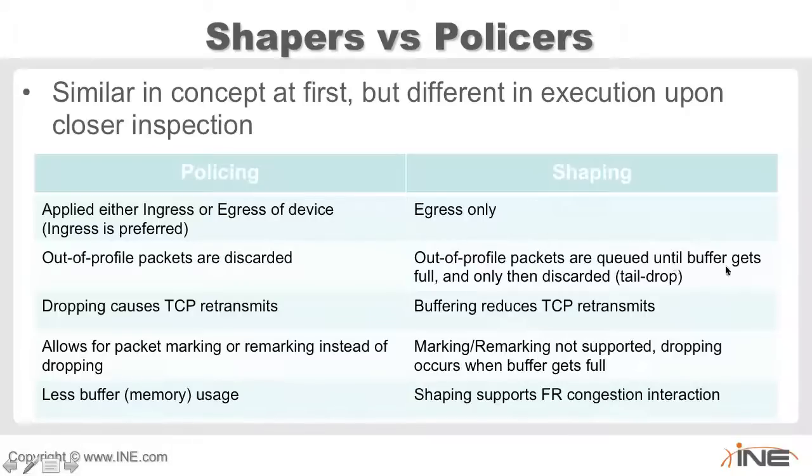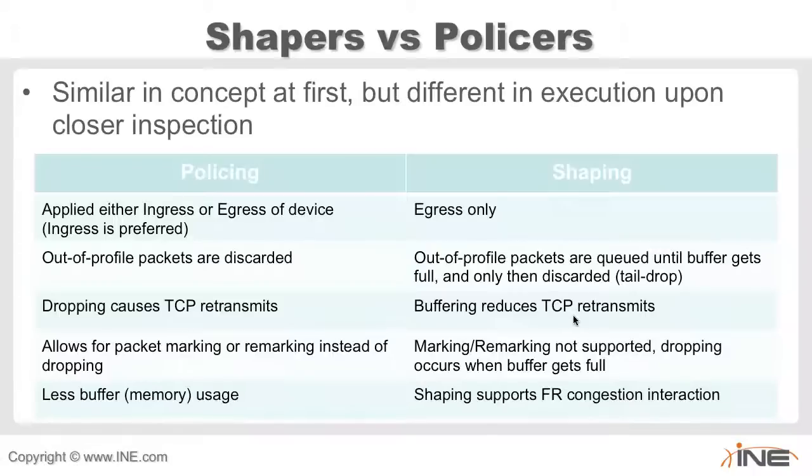Okay, policing, the dropping causes retransmits, TCP retransmits. And with shaping, we're buffering or queuing these, so this reduces TCP retransmits. It also reduces UDP packets from being dropped, which can't be retransmitted. With policing, we do allow for packet remarking or marking in general instead of dropping. With shaping, marking and remarking are not supported. We simply drop when the buffer gets full. With policing, we don't use memory for the policing operation. I mean, there's some memory for the actual daemon that's running, doing the policing process, but we're not using memory to store anything.